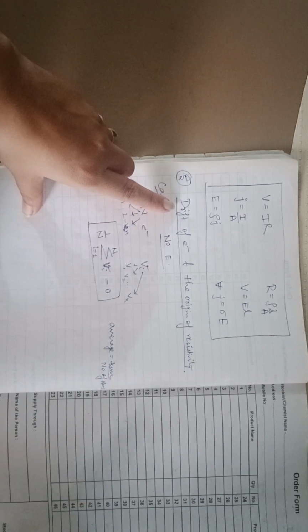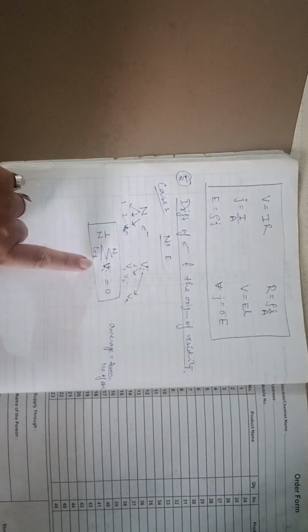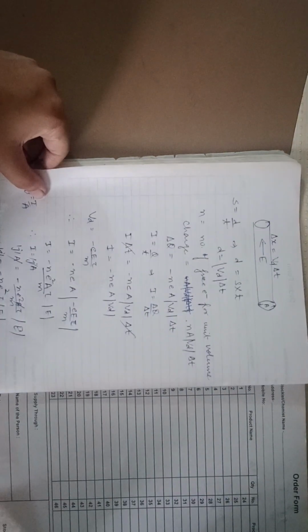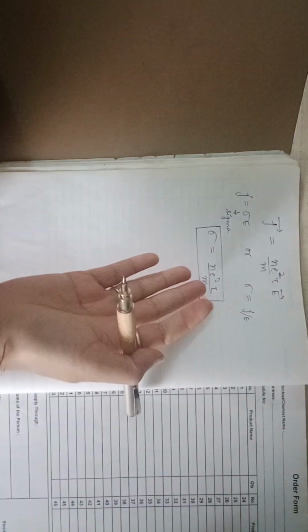Drift of electron. Okay, how we started here, and how the value of v came along the way, the form is still independent of sigma by m.